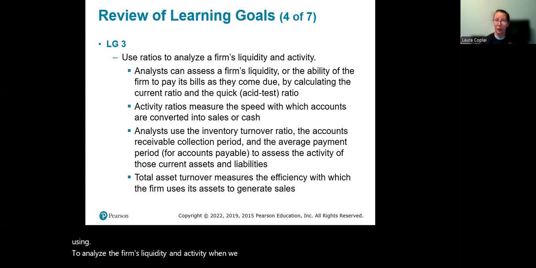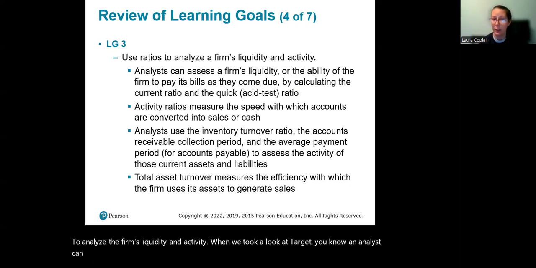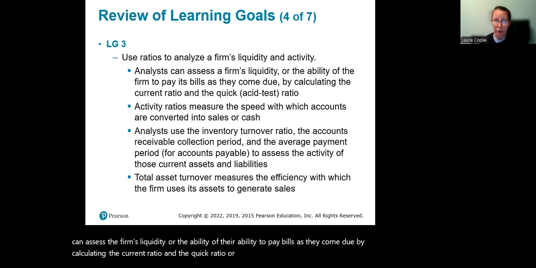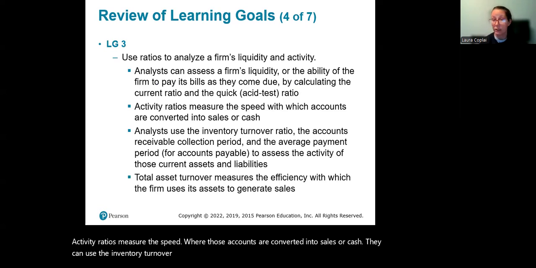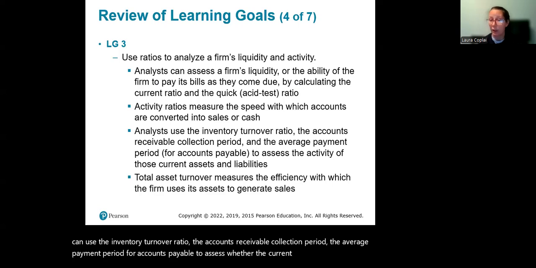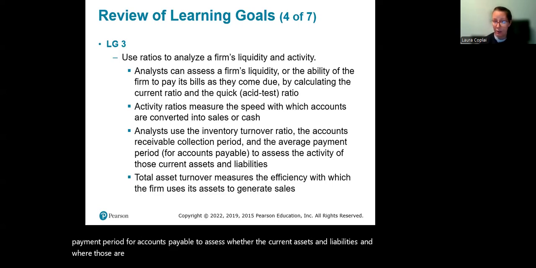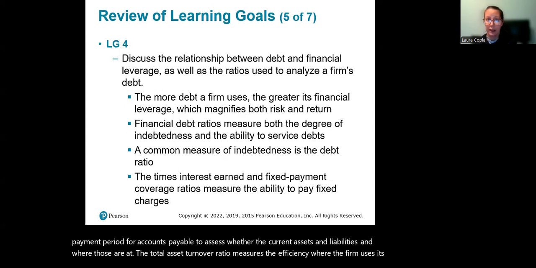When we took a look at Target, an analyst can assess the firm's liquidity, or the ability to pay bills as they come due, by calculating the current ratio and the quick ratio, or the acid test ratio. Those activity ratios measure the speed at which accounts are converted into sales or cash. They can use the inventory turnover ratio, the accounts receivable collection period, and the average payment period for accounts payable to assess where the current assets and liabilities are at. The total asset turnover ratio measures the efficiency with which the firm uses its assets to generate sales.